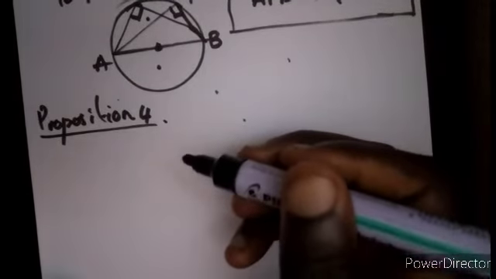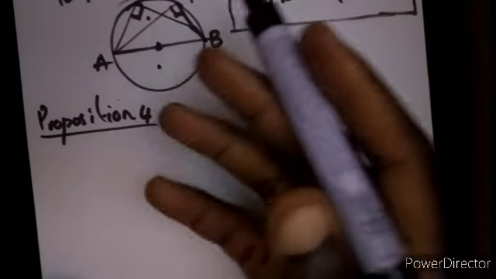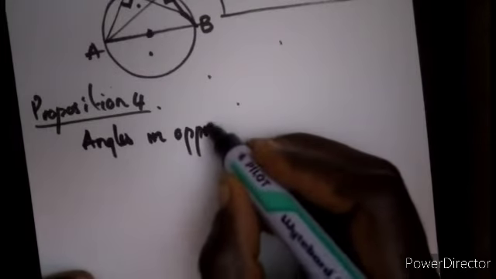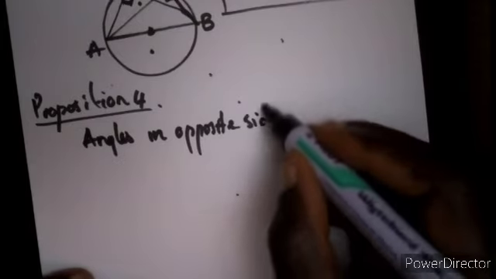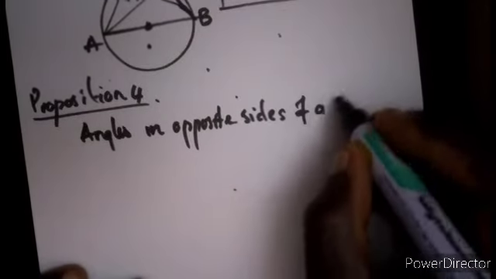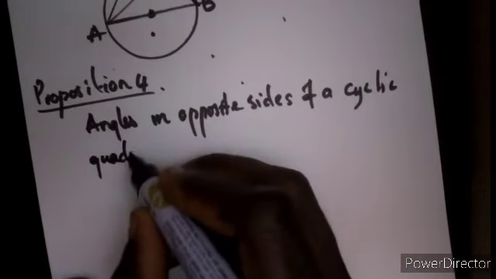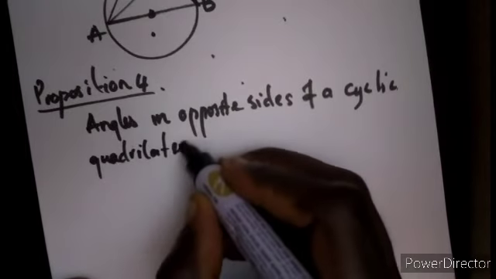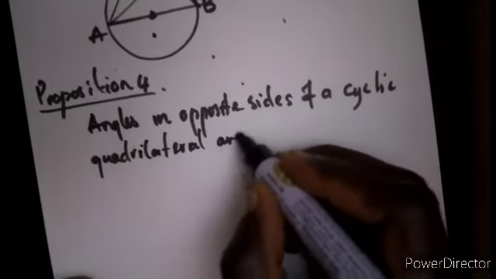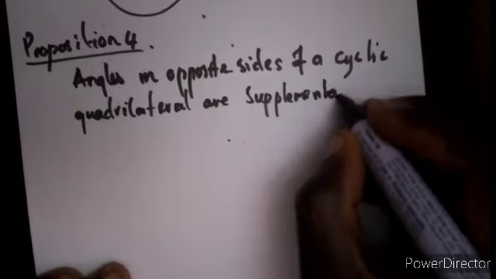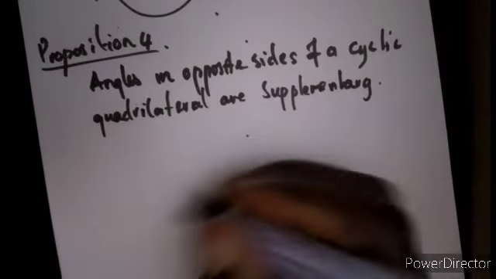Proposition 4 tells us that the angles in opposite sides of segments are supplementary. Another way you can say that is: the angles in the opposite sides of a cyclic quadrilateral are supplementary angles that sum up to 180 degrees.